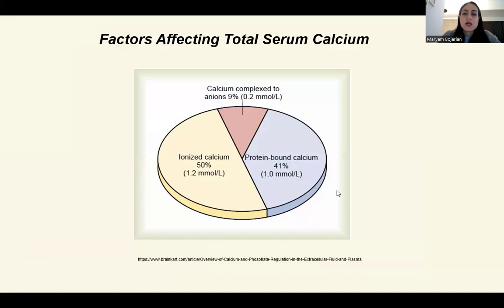Okay. So it's important to know that calcium in the blood exists in three forms. About 40 to 45% is bound to proteins, mainly albumin. About 15% is bound to anions such as phosphate or citrate, and about 40 to 45% is free ionized calcium. This free ionized calcium is the biologically active form, and most labs report total serum calcium, not the ionized calcium.